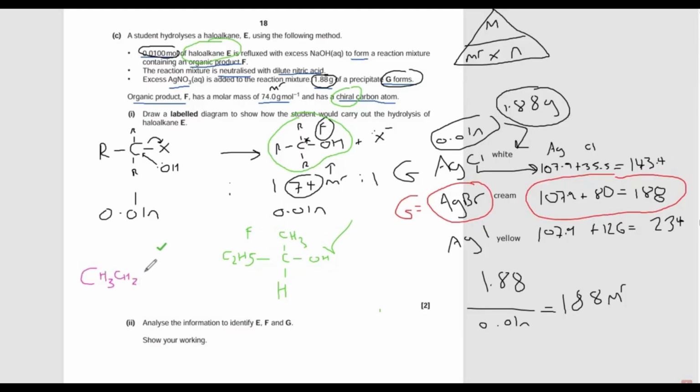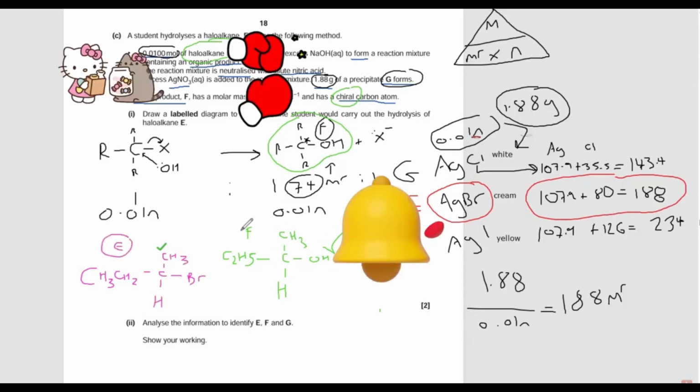Let's just copy F, but for E, for the third substance, but just swap the OH for bromide because we know it was a bromoalkane. And there we go. There's the 3 marks.